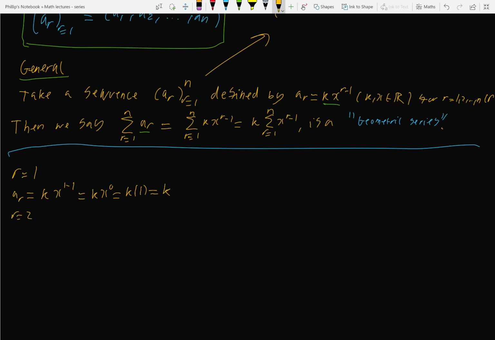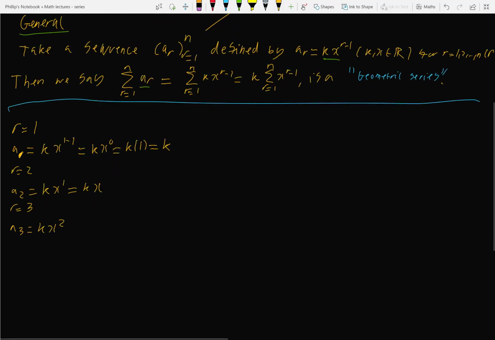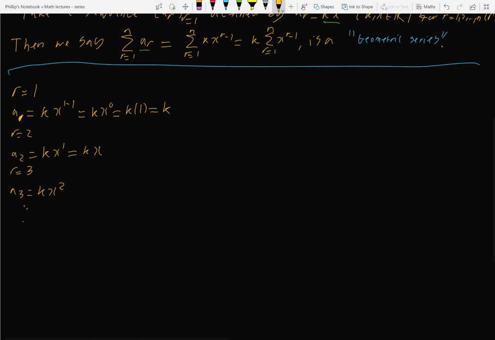r is equal to 2, so then we've got, so that's a1, sorry, not ar. a2 is equal to k times x to the r minus 1, so 2 minus 1, so 1, which is just k times x. Then we've got r is equal to 3, so we have a3 is equal to k times x squared, and so forth. So we'll go down to the nth term, so a underscore n, plug it into the a underscore r formula, is equal to k times x to the n minus 1.